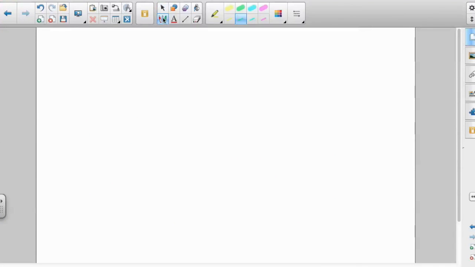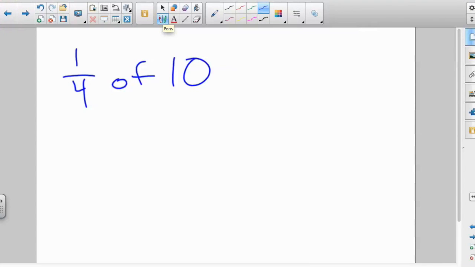As we become more familiar with fractions, we're going to learn a bit of a shortcut, and some of you may be recognizing this shortcut right now. We'll talk more about the shortcut later. Let's take a look at a challenging problem.